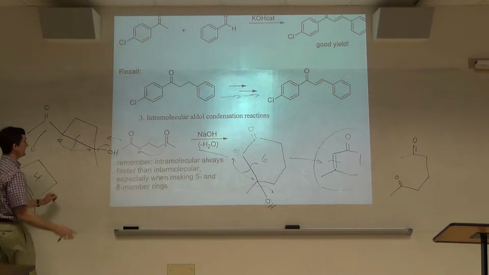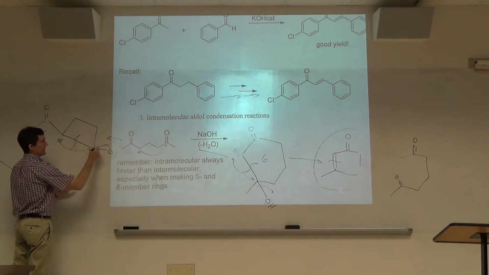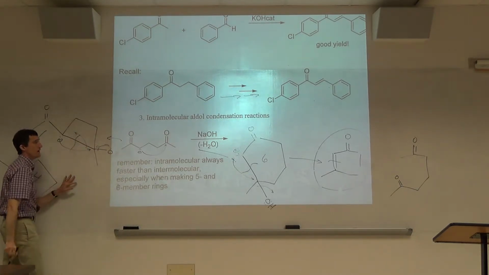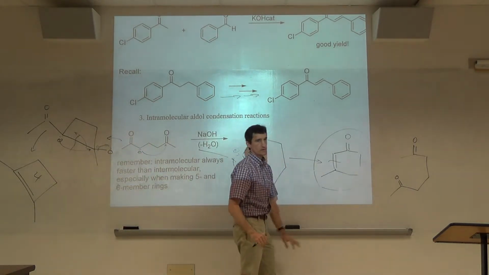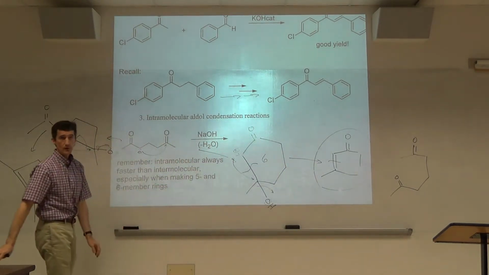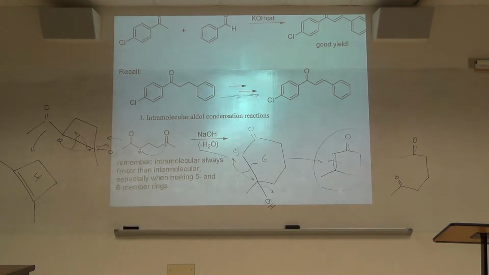Even if it did, you can just kick that enolate back off. All this is in equilibrium. It's going to gravitate towards this way, my 6-membered ring. What size rings are favored? 5 and 6.